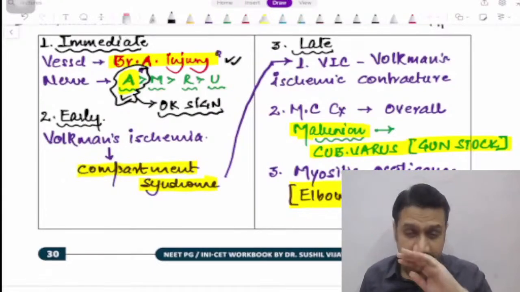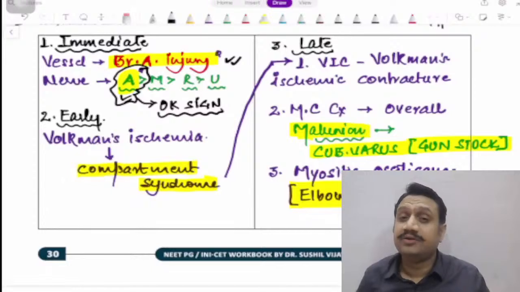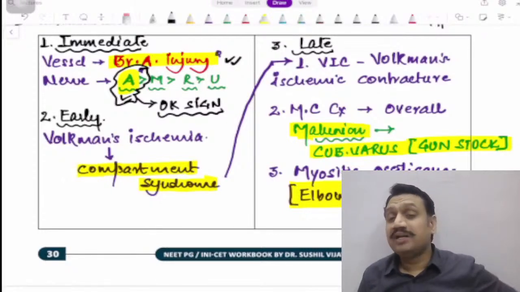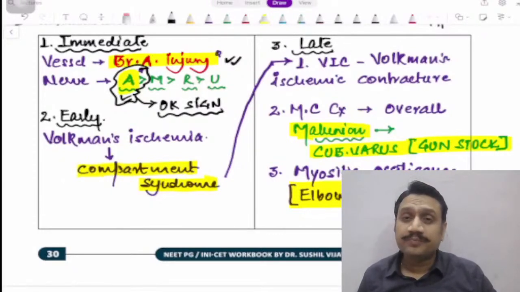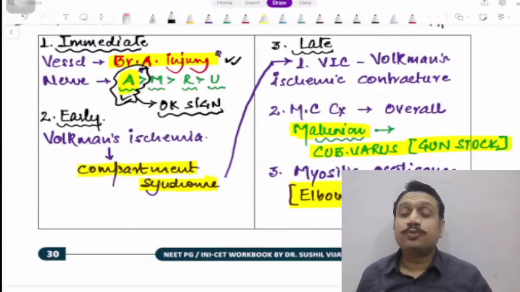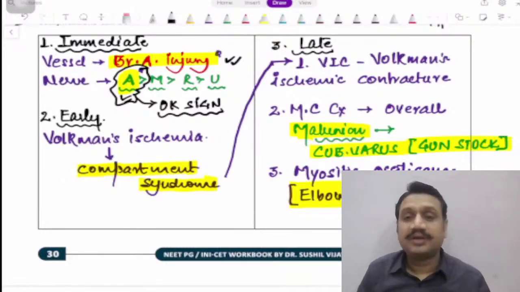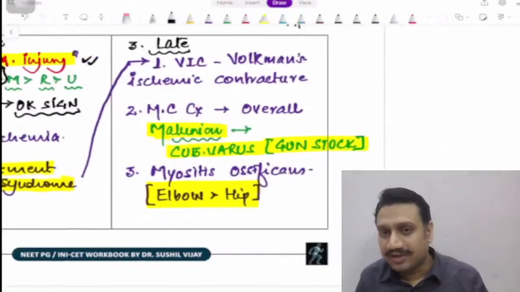So, brachial artery or anterior interosseous nerve. The early complication is ischemia of the muscle, which is simply called Volkmann's ischemia. If you don't deal with that, it ends up in compartment syndrome, right? And if the compartment is not dealt with well, it leads to permanent damage to the tissues, which we call contractures here. Called as what? Volkmann's ischemic contracture.